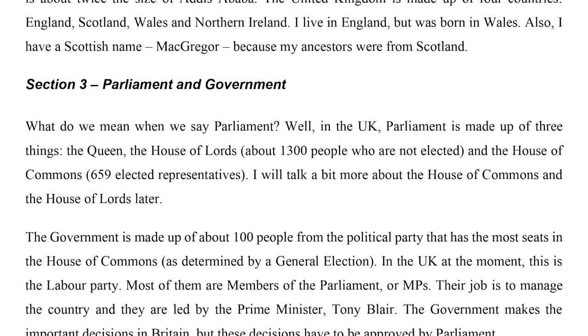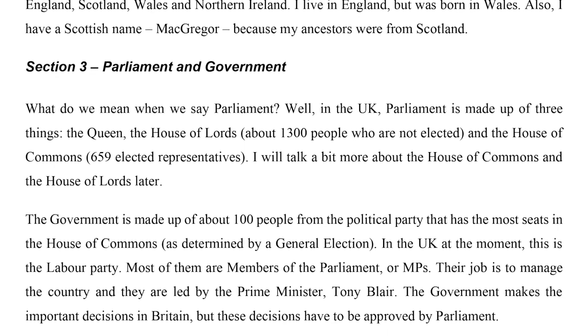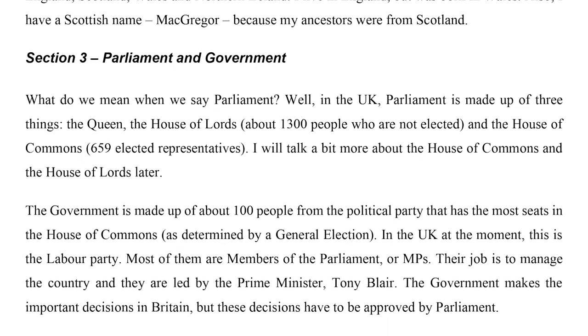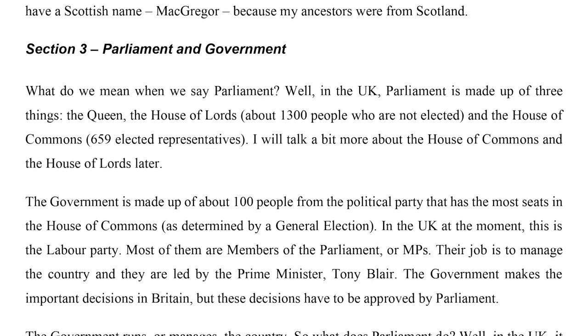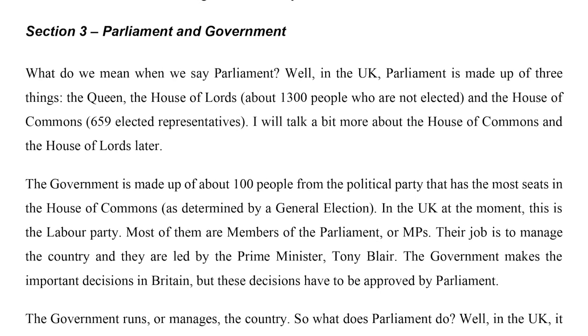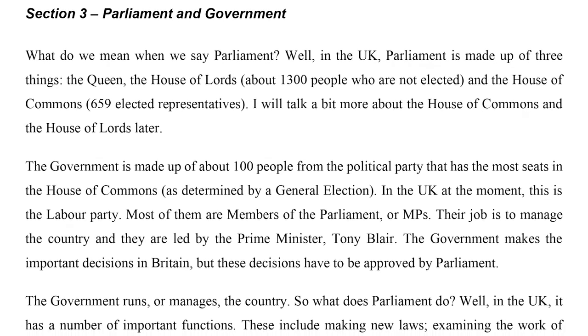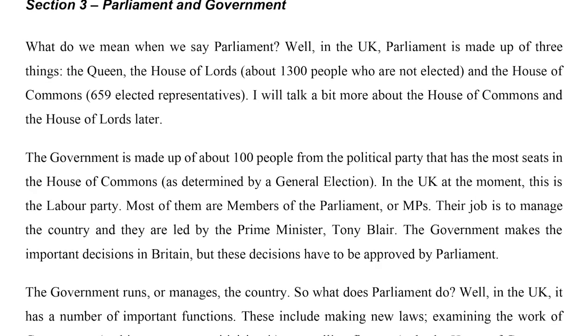Section 3, Parliament and Government. What do we mean when we say Parliament? Well, in the UK, Parliament is made up of 3 things: the Queen, the House of Lords, about 1,300 people who are not elected, and the House of Commons, 659 elected representatives. I will talk a bit more about the House of Commons and the House of Lords later.